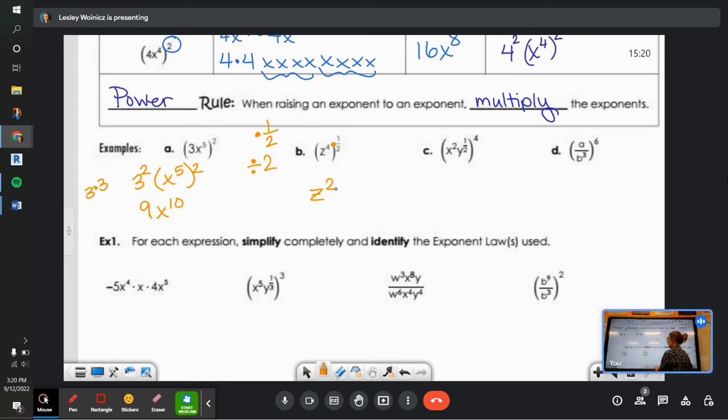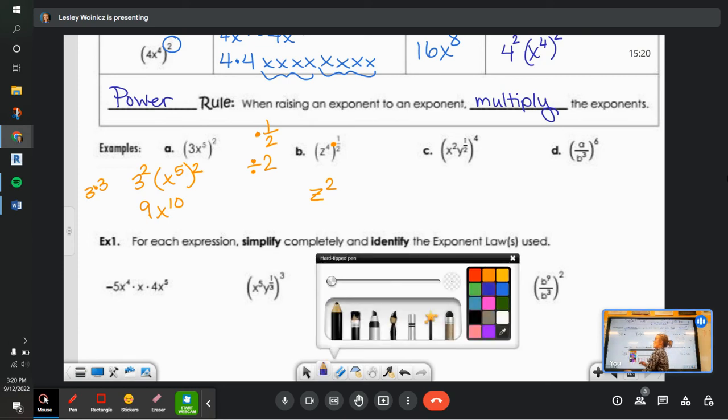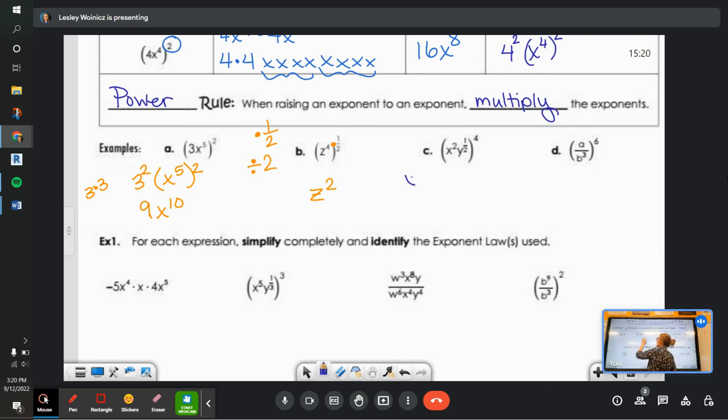All right, next one. So everything in the parentheses is getting raised to the 4th power. So x squared gets raised to the 4th, and y to the 1/2 is raised to the 4th. So each time I'm multiplying powers. 2 times 4 is 8. We already know what half of 4 is. It's 2.